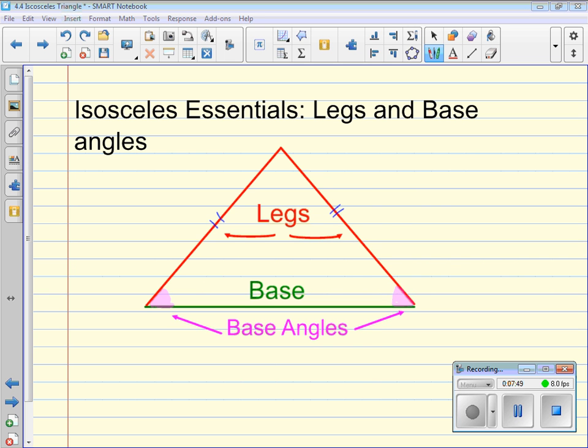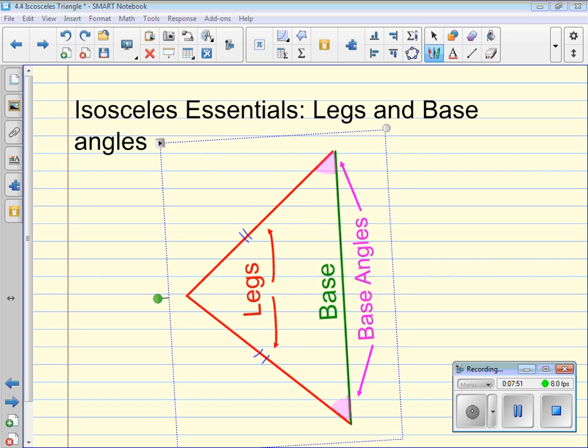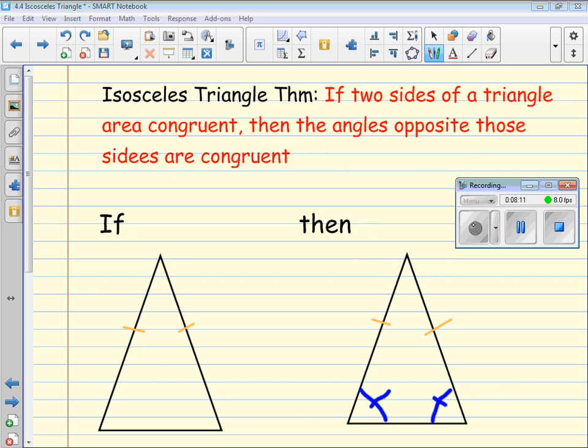That's pretty much it. Here's what I need you to know though. If this thing's sitting on its side, those are still base angles. Even if this thing's sitting on its side, that green leg is still a base side. Okay? It has nothing to do with its position on the page. It has everything to do with whether it's a leg or not. And the legs are always the congruent sides.